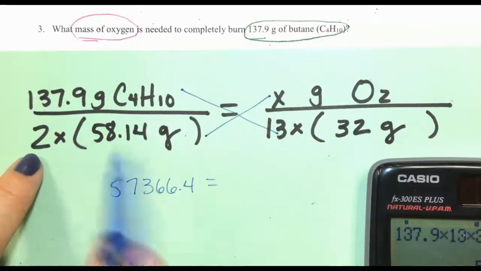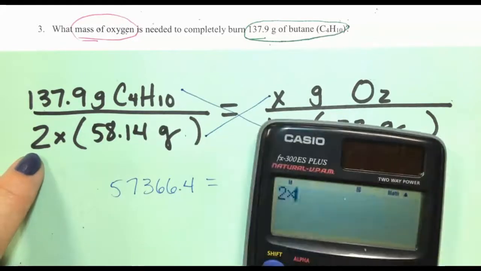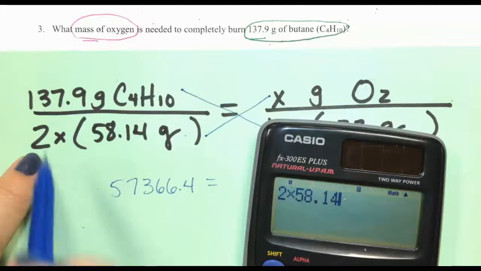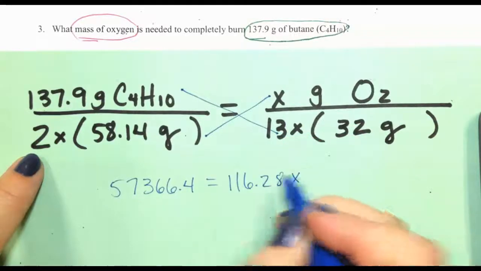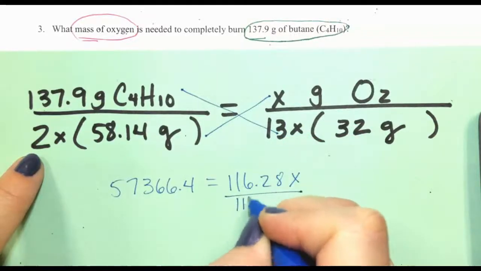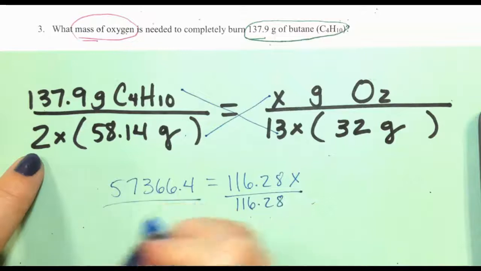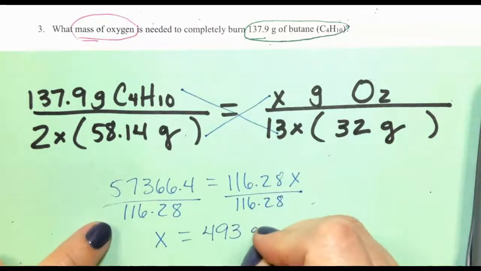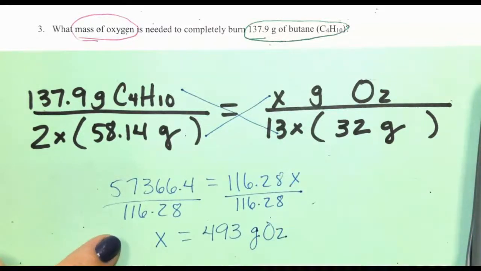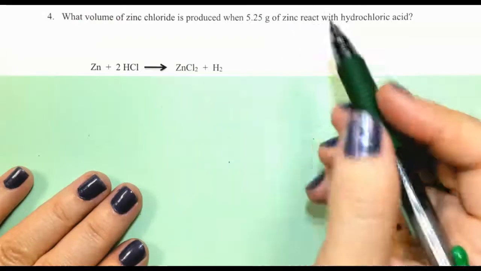I'm going to go ahead and multiply 2 times 58.14, and then that's going to be times x, which is going to give us 116.28x. Now to solve for x, I'm just going to divide by 116.28 on both sides, and then we'll get x is equal to 493 grams of oxygen. Okay, let's look at our next problem.